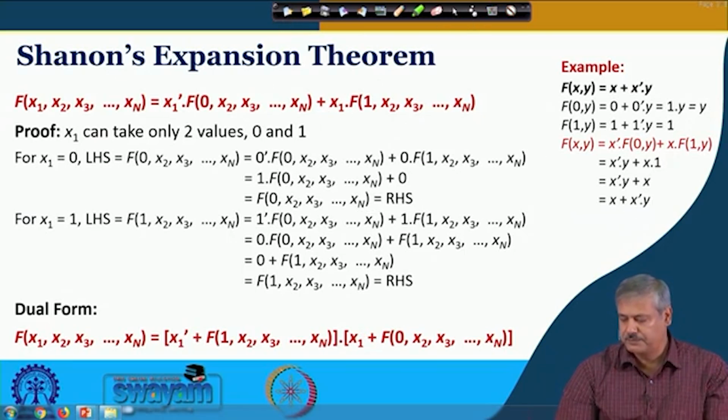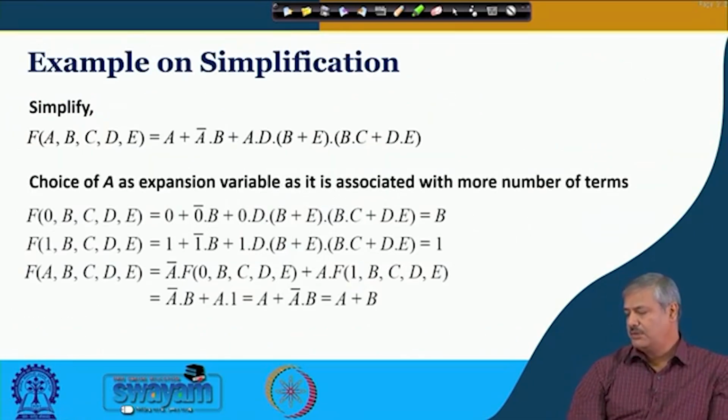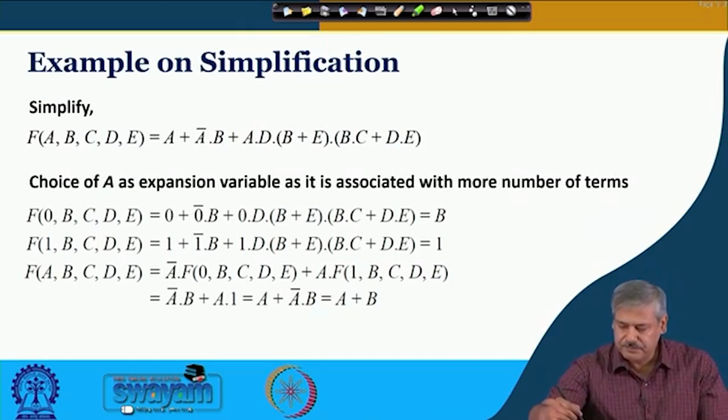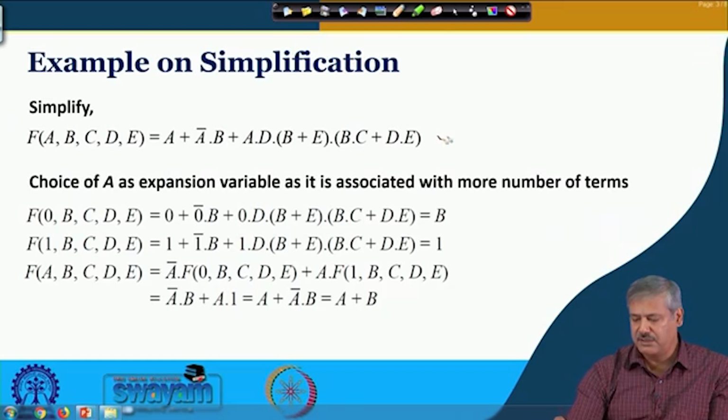Okay. Now, this can be useful in simplification problems as well, right. So, we take one example. This is a 5 variable problem where the right hand side looks something like this, and if we want to apply Shannon's expansion theorem, one variable we want to take out.